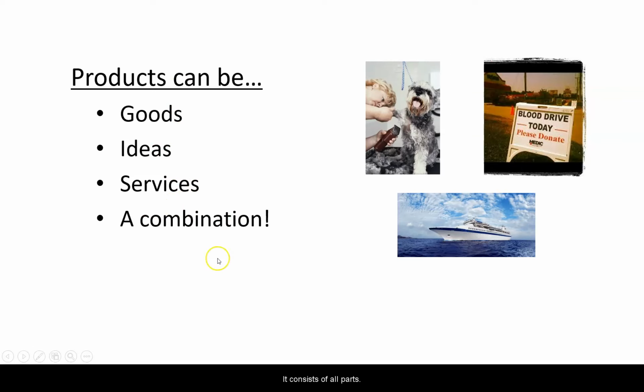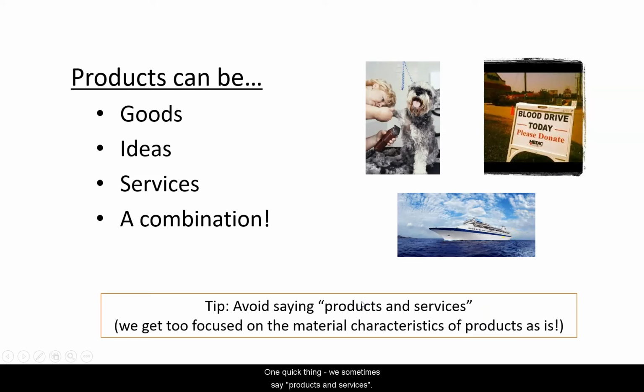It consists of all parts. So these can be tangible and intangible. They can include both the positive and the negative. Everything from tangible products like Girl Scout cookies, services like your dog getting a haircut, or going on a cruise, or ideas such as giving money or your blood to a nonprofit, or to vote for a political candidate or for a certain platform.